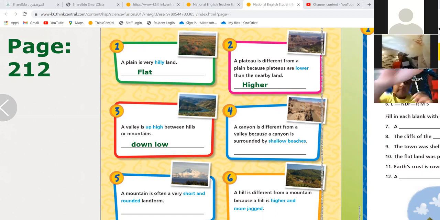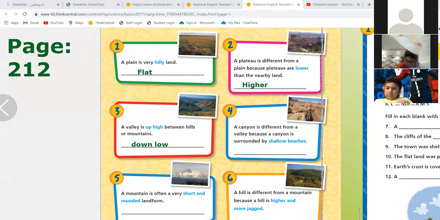Surrounded by what? It's not shallow beaches. What do we say about the cliff? Look at the side. This is like a rock. Yes, rocks. Rocks and sand, and they are what? Are they slide-like or steep? Yeah, steep. Excellent. So we say they are surrounded by steep cliffs. These we call cliffs.